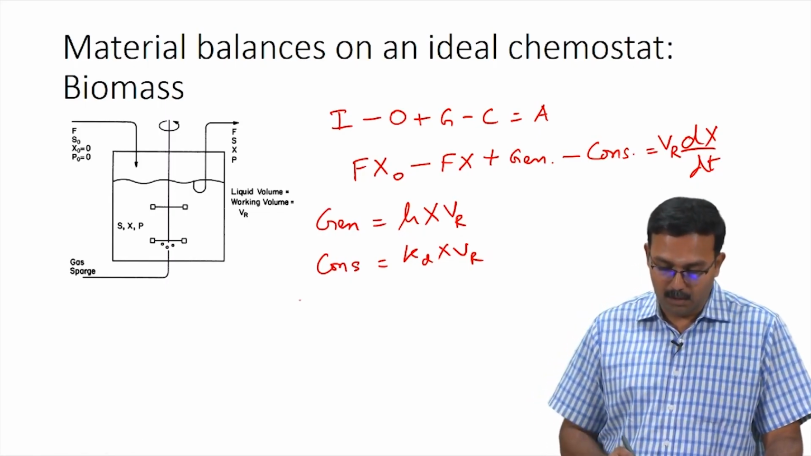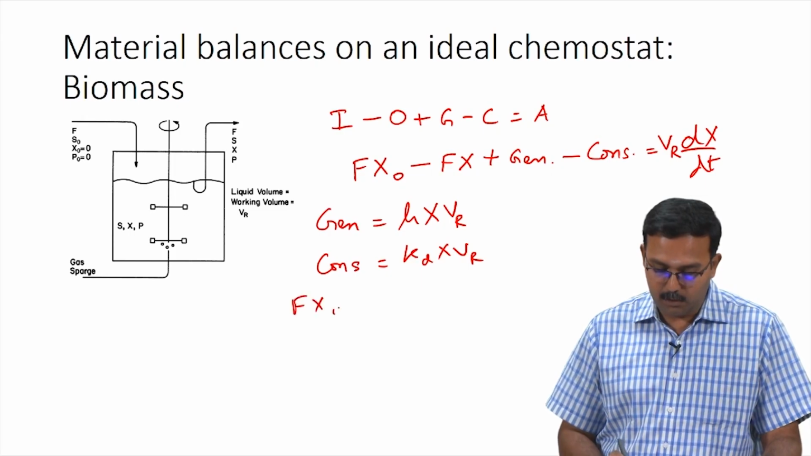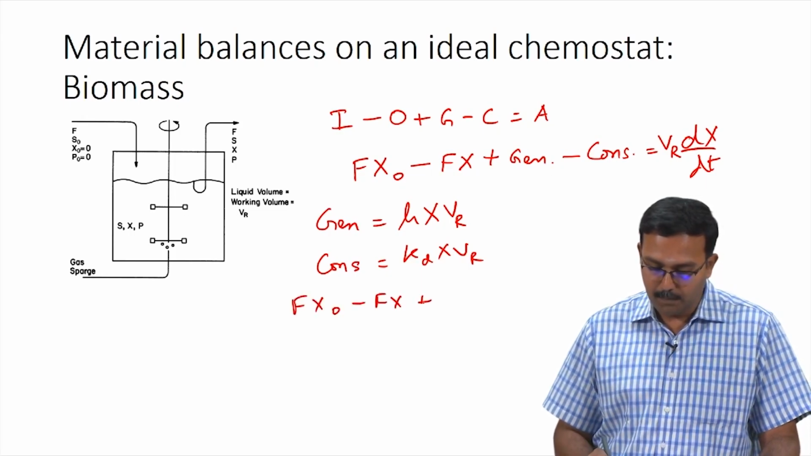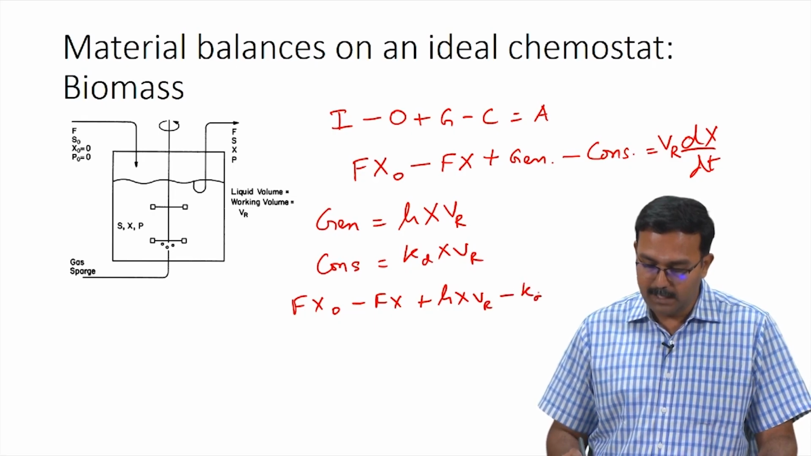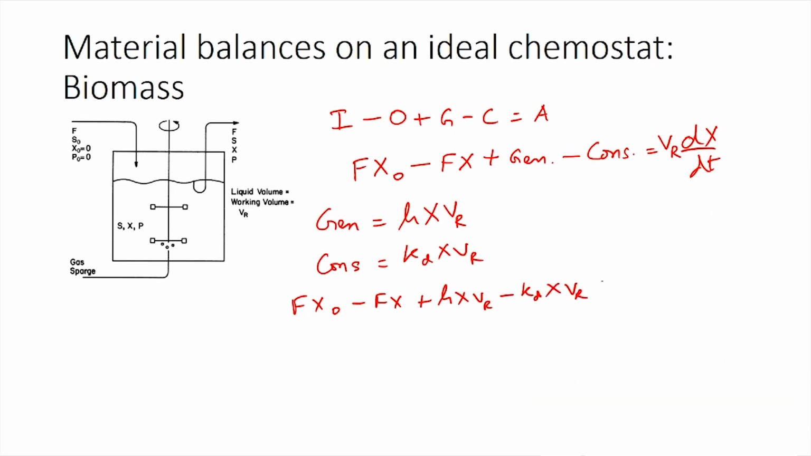Substituting all of this, we get FX naught minus FX plus mu X VR minus KdXVR equals VR dX/dt. You can also verify the dimensional homogeneity of this equation, just like we did for enzyme kinetics, and you would be able to confirm that this equation is dimensionally homogeneous.